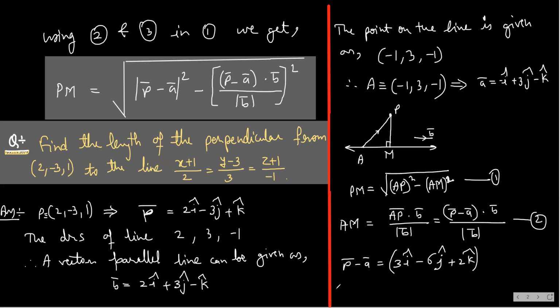I have now AM equals to (3i cap minus 6j cap plus 2k cap) dot B bar. What is B bar? B bar here is 2i cap plus 3j cap minus k cap, upon mod B bar. Mod of B bar, you know, is the magnitude of B bar. So that is the square root of 2 square plus 3 square plus minus 1 square. I'll calculate this.